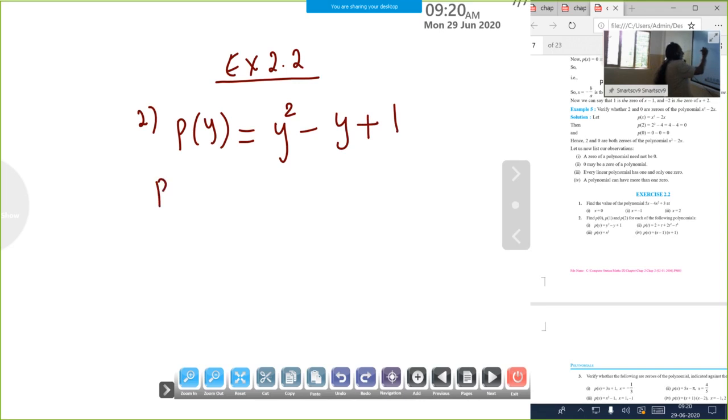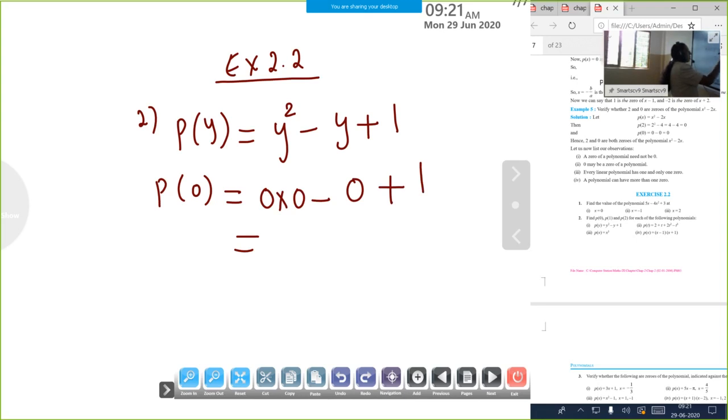Okay. First we need to find P of 0 equals. In the place of y, you substitute the value 0. Y square, 0 into 0, minus again y over there, 0, plus 1. What is our final answer? This becomes 0, 0. The final answer becomes 1. So P of 0 equals 1.